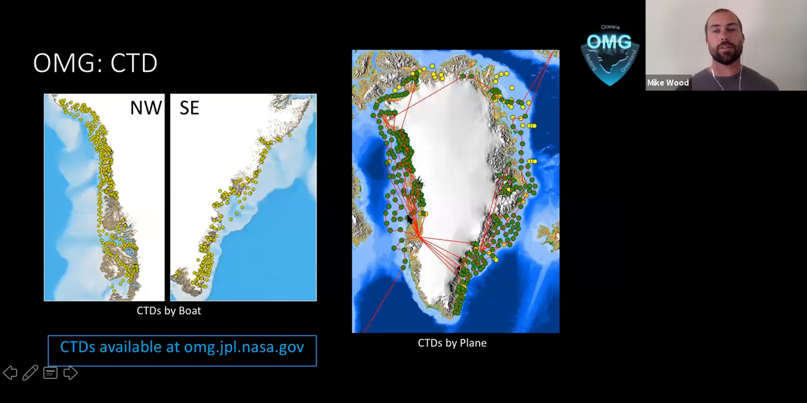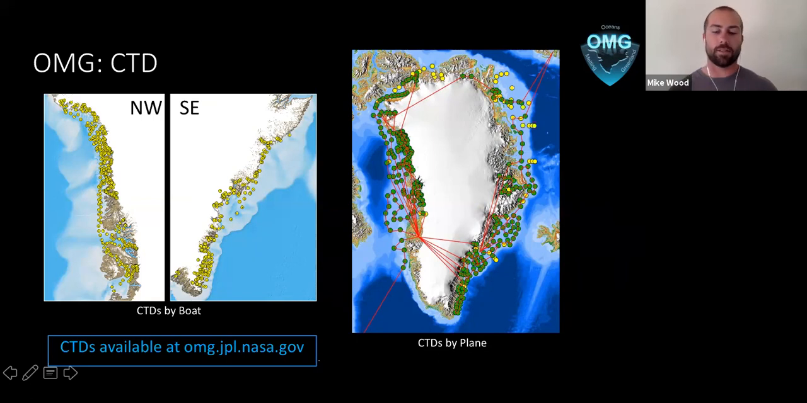So as far as the ocean temperature measurements go, everywhere where we've taken the boat, we've also got CTDs. So now within many of the Greenland fjords, we were able to see what the ocean temperature is there, and then at what layers the deep water is sitting. So that was done by boat, and also we've done full surveys by air every single year since 2015, and we're planning to go again for our final year this summer. And all these CTDs are available on the OMG website at jpl.nasa.gov. So those are the ocean observations.